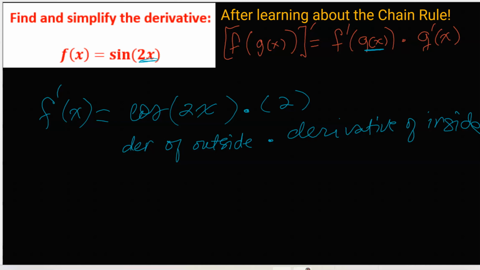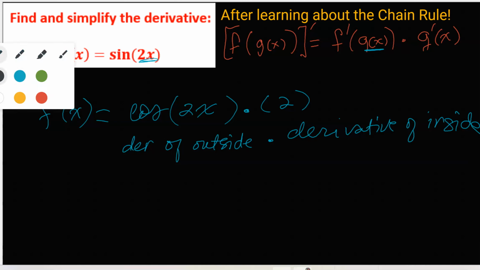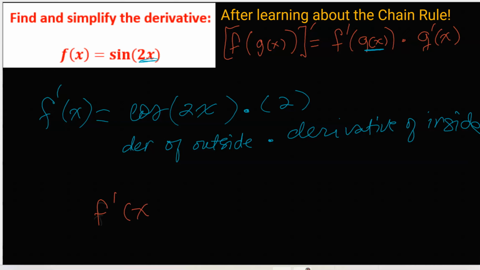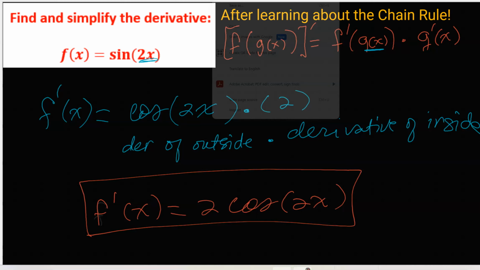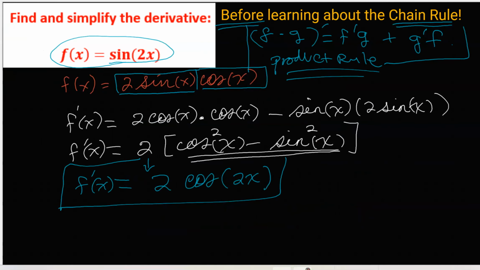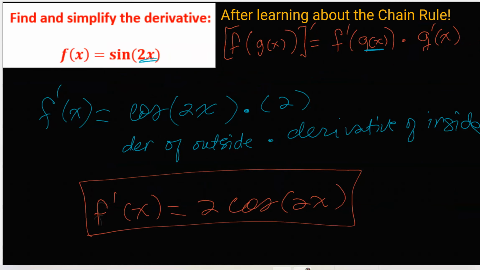And so if you really want to clean that up and write it neatly, we would say the derivative of f of x is 2 cosine of 2x, which is the same as what we have seen before using the product rule. Okay, so that's the same as using the chain rule. And that is number 10. Number 10 of the red card.